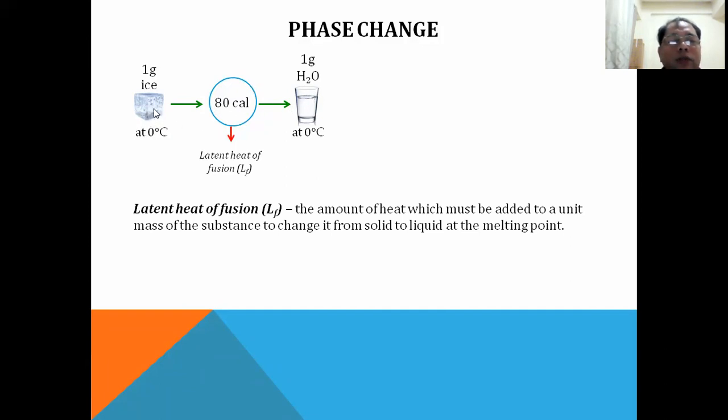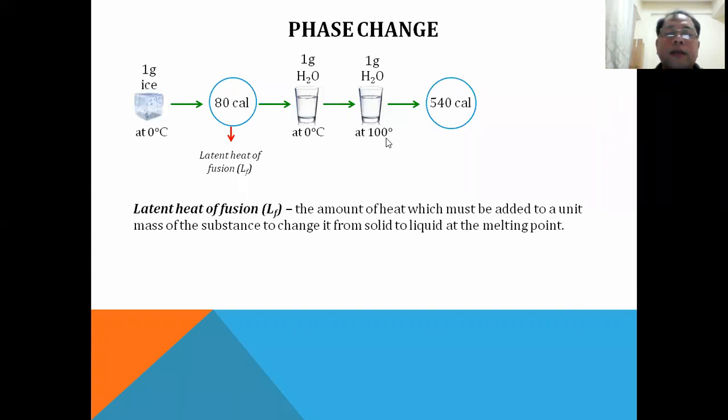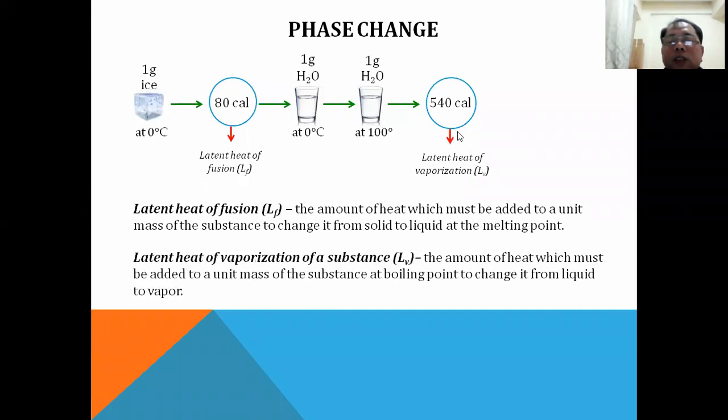So you have to reach 0 degrees Celsius first for ice, so that you can change it to water, still at 0 degrees. Now, when you want to change its temperature to a much higher temperature, let's say 100, then you need another amount of heat in between 0 to 100. But once it is already at 100 degrees, you need 540 calories for every gram of this water to change it into steam.